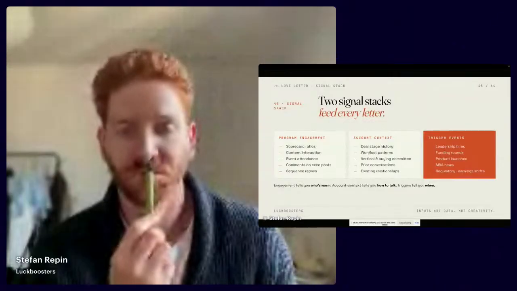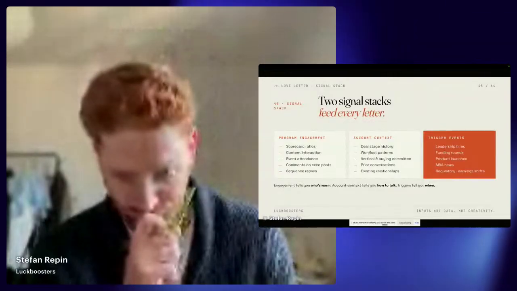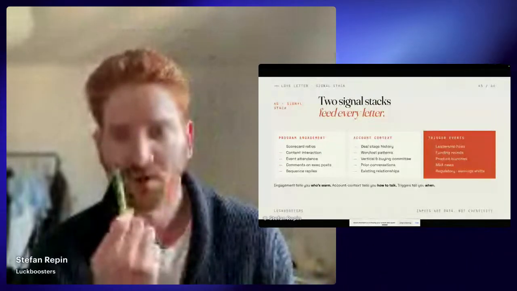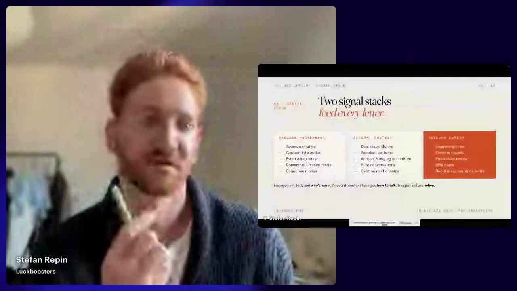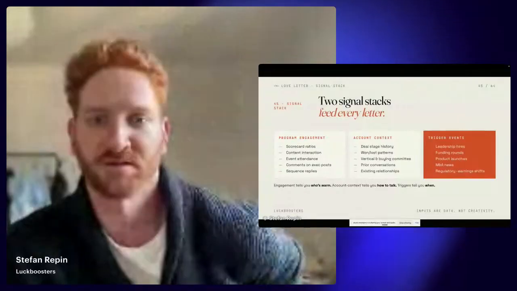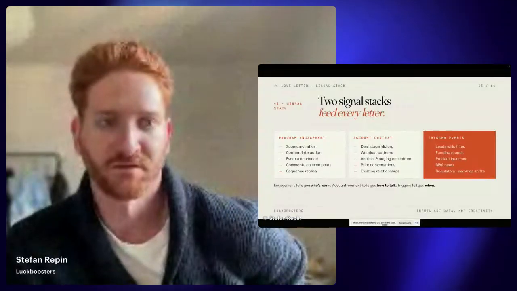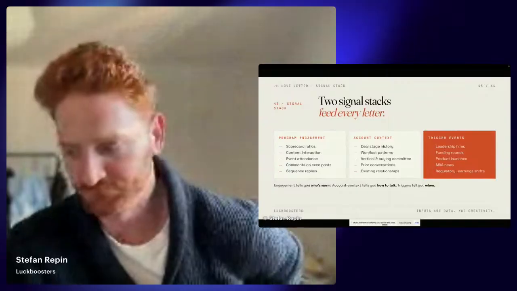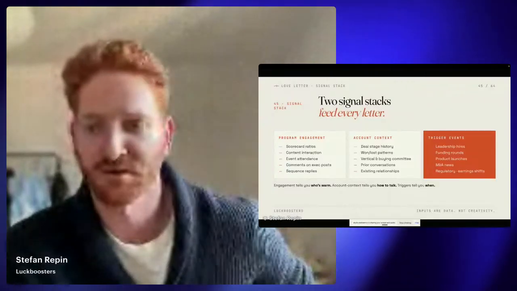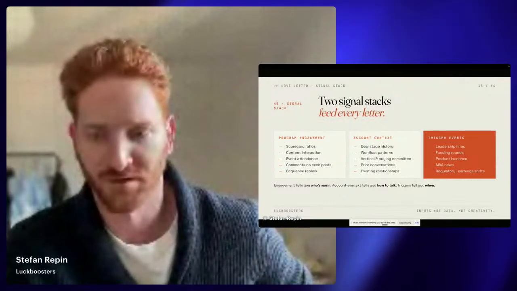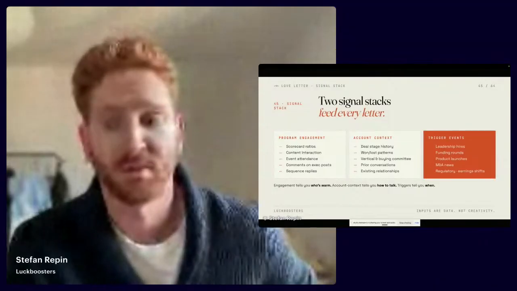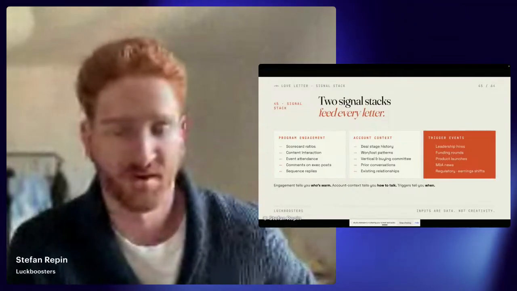Two signal stacks that fit every letter. Engagement, and triggers, for select accounts. It's through the signal stacks that the love letter helps us multiply that signal. From program engagement, you have scorecard ratios, content interaction, event attendance. Do they come to our events? Comments on executive posts, sequence replies. Do they reply?